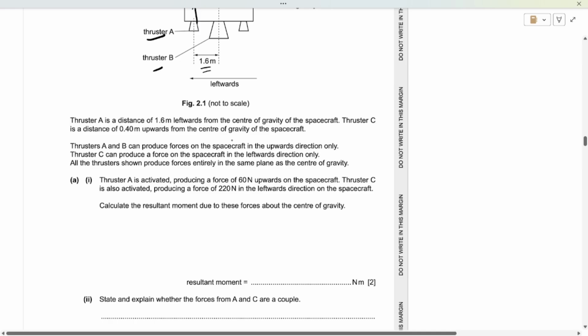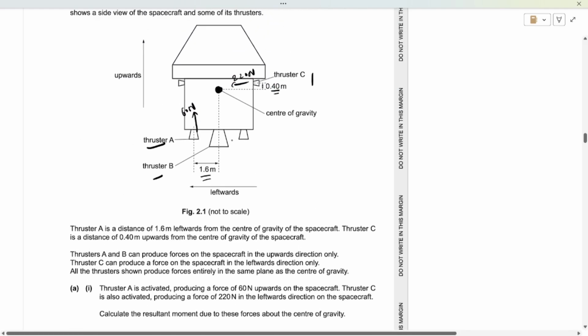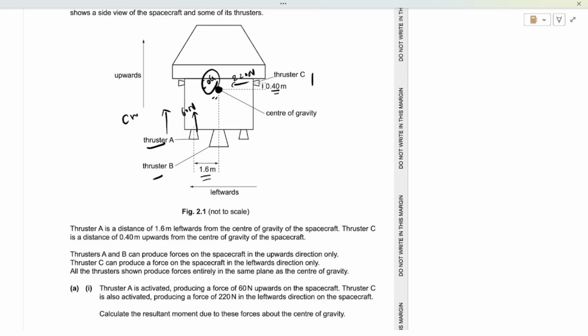Okay, for calculating the resultant moment, the center of gravity, COG, is going to act like a fulcrum or a pivot. Since it acts like a fulcrum, if the spacecraft is pushed in this direction, let us consider this is going to give us a clockwise rotation. If thruster C is activated, this is going to give us an anticlockwise rotation on the spacecraft.